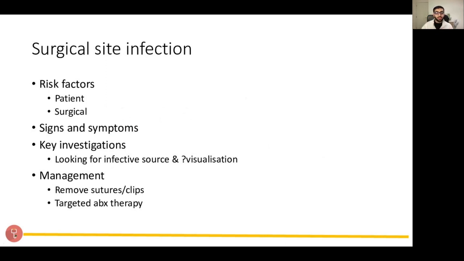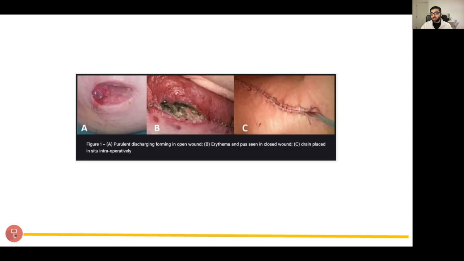Again, any site that's infected should be regularly monitored, and any pus should be suitably drained as well. Sometimes it's useful to go back and debride any infected tissue, but again, this is something that's normally left up to the surgical team. So here are some images of surgical site infections, and some of these are also wound dehiscence as well that you can see.